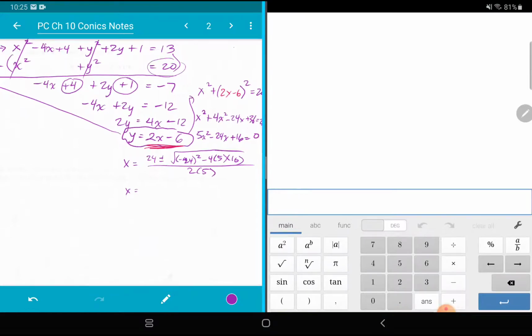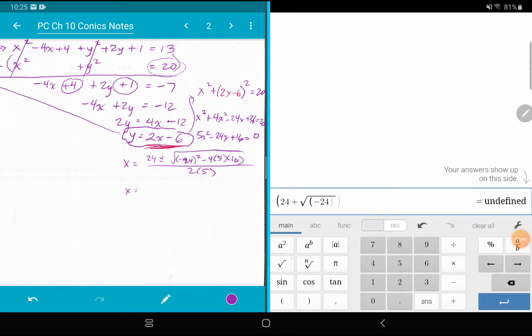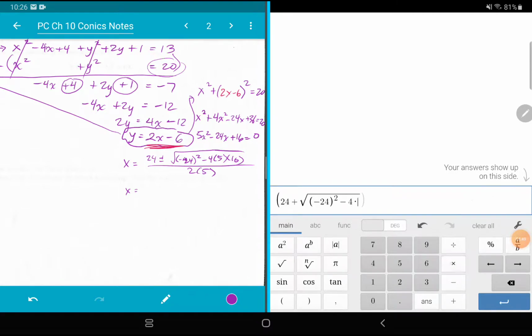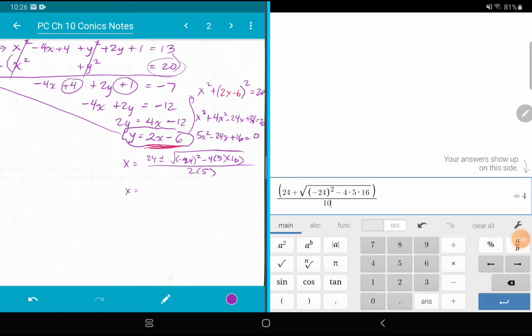So what do we got here? 24 plus the square root of negative 24 squared. Technically, negative 24 is the same as positive 24 squared, so I'll just put it in anyway. Minus 4 times 5 times 16. And then all that is divided by 5 times 2, or 10. There we go. We get a value of 4. Now let's do the negative. So 24 minus will give us 0.8, or that's the same as 4/5.